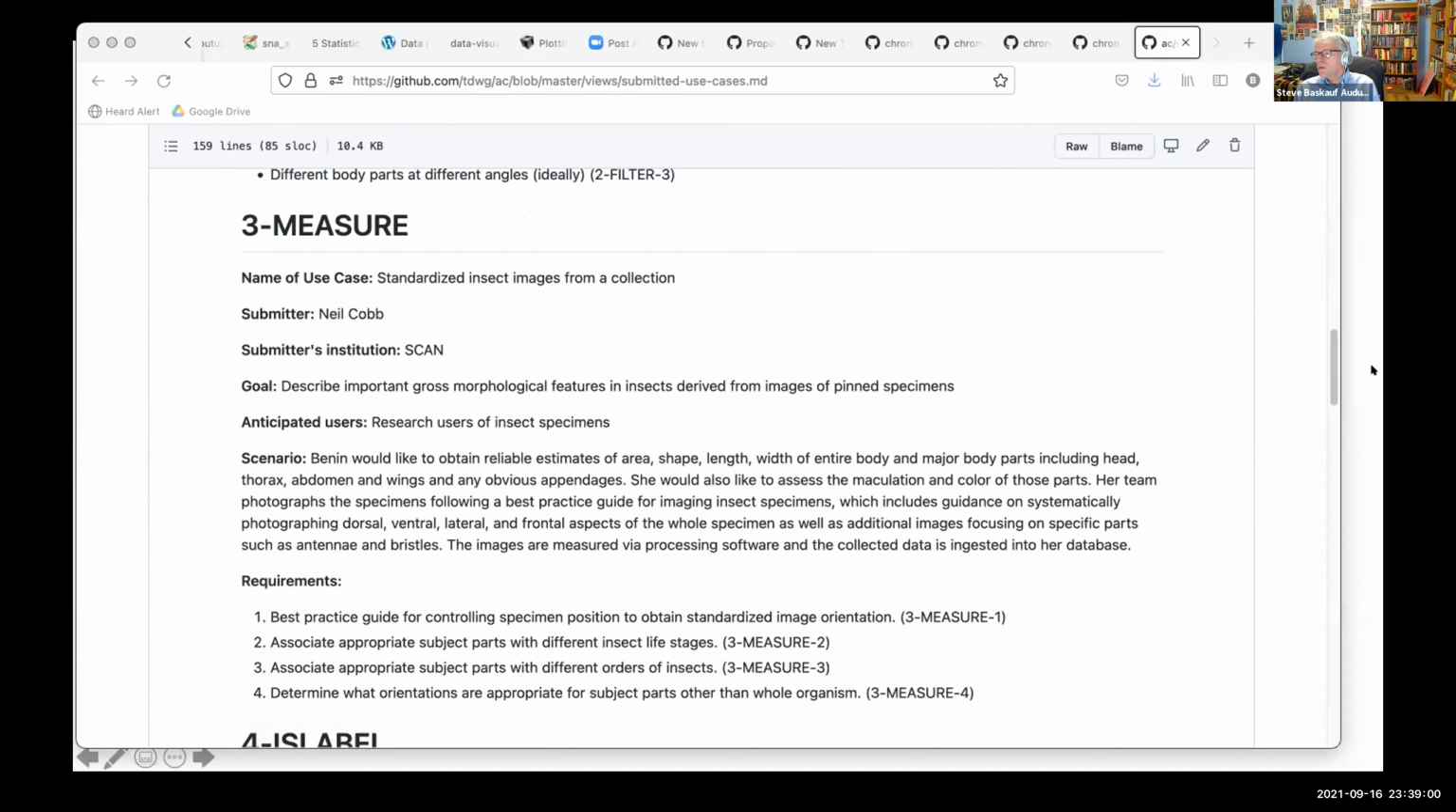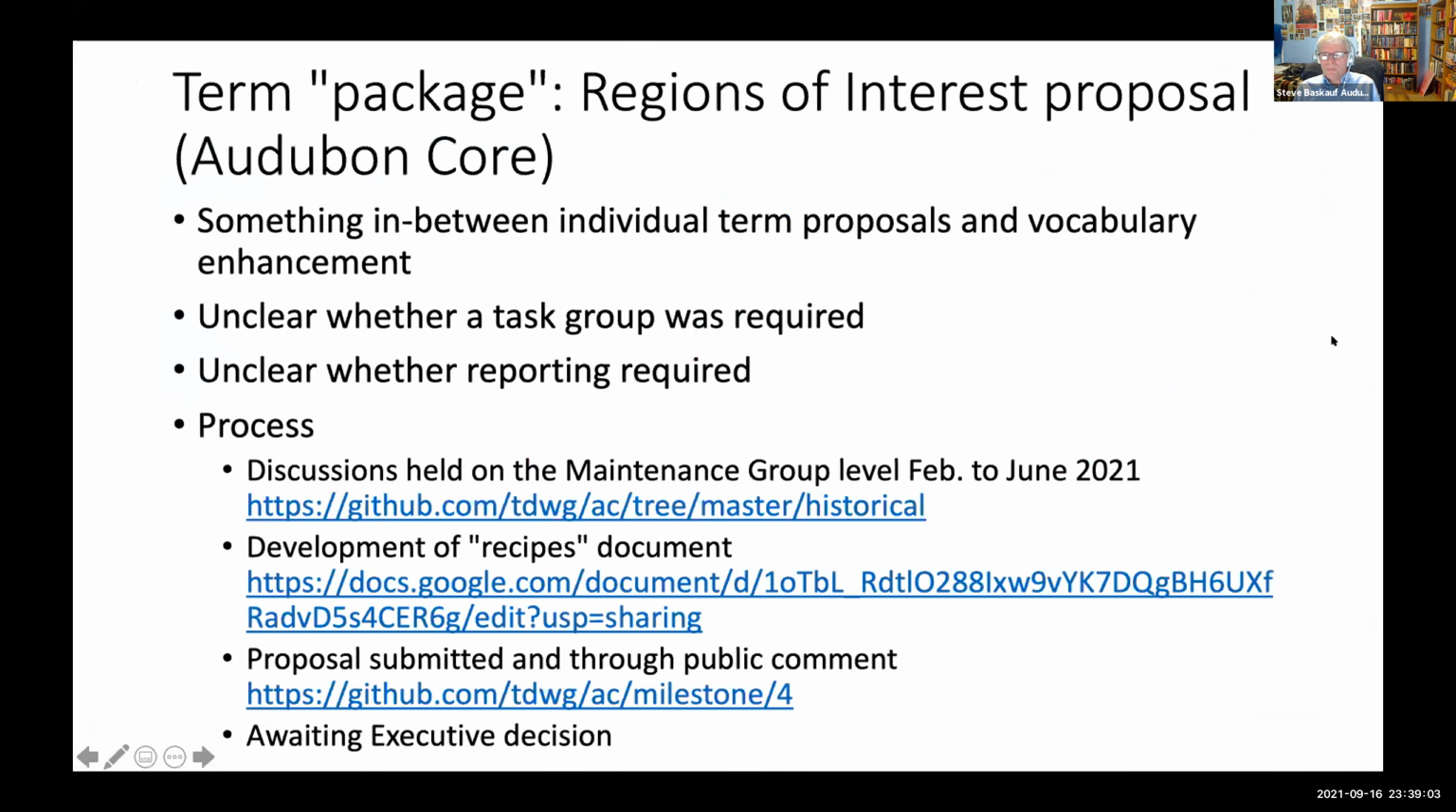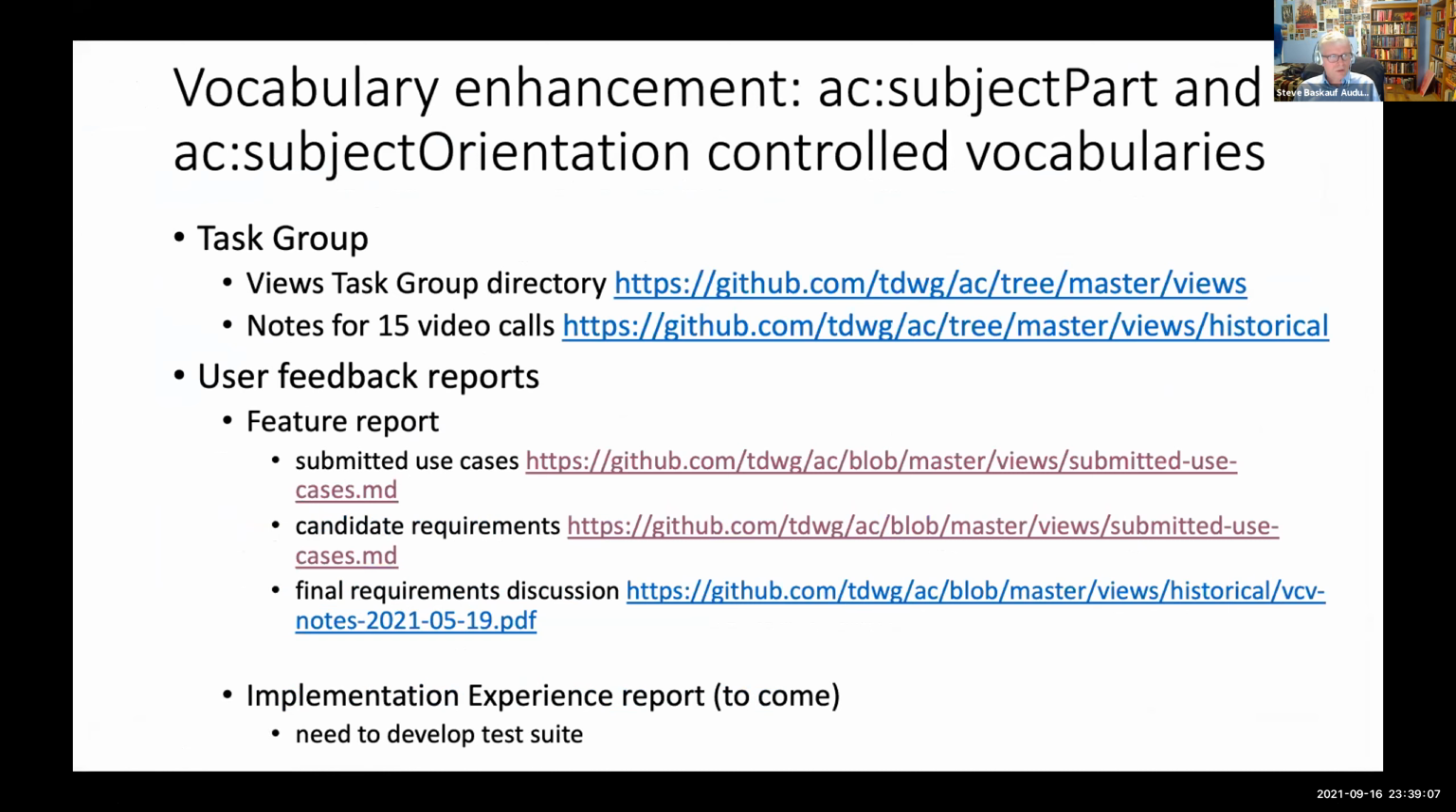So those candidate requirements were then used, after we developed the controlled vocabularies, to cut out the requirements that we couldn't actually achieve and just leave the ones that were achievable. And so we're now at the stage of trying to figure out how to prepare the implementation experience report. So we're still working on that, and that one's not done.